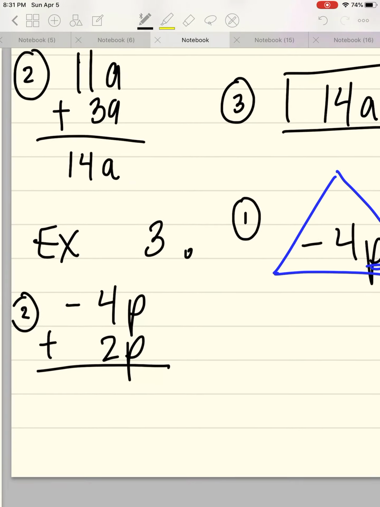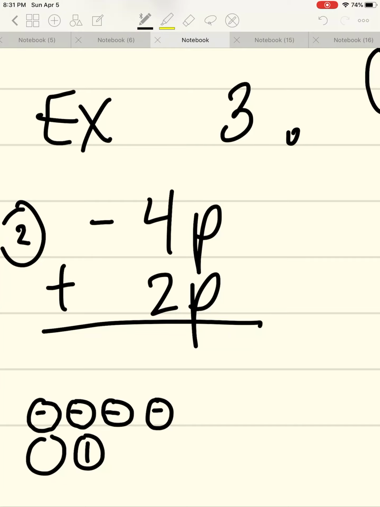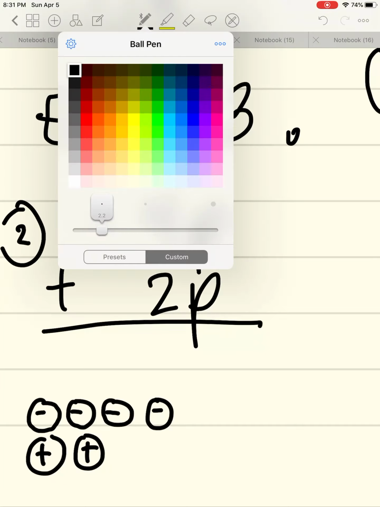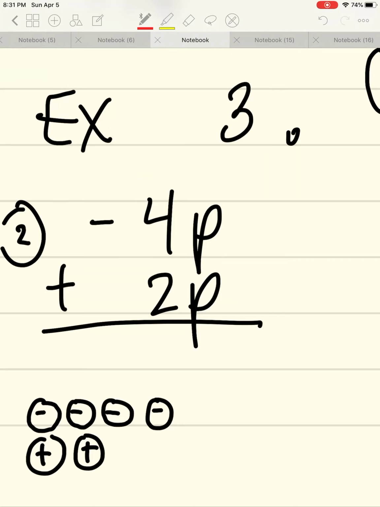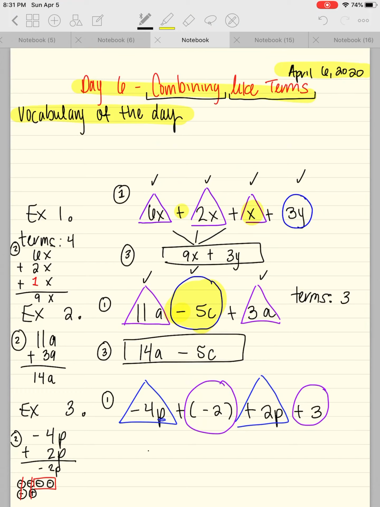I'm going to just show you real quick with the chip model. I have 4 negatives, 1, 2, 3, 4, and I have 2 positives. And if you notice, I can create 2 zero pairs. 1 negative and 1 positive makes a zero pair, and I'm left with -2. Therefore, I have -2p. I'm going to go ahead and rewrite it over here for step 3, but I'm not done because I still need to combine the constants. I can't just bring them down in this case.